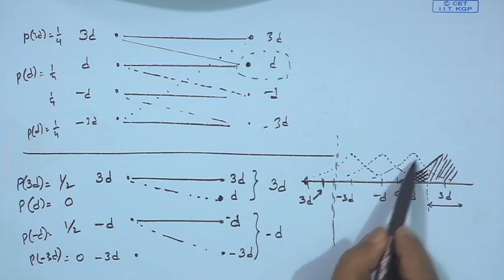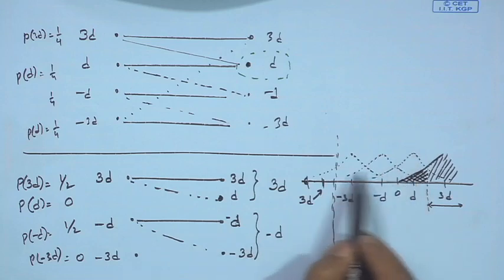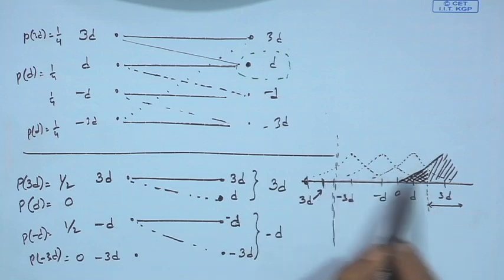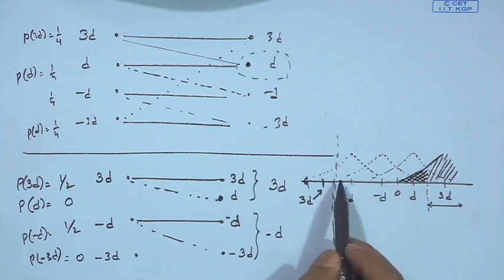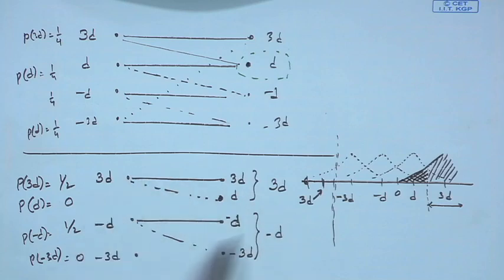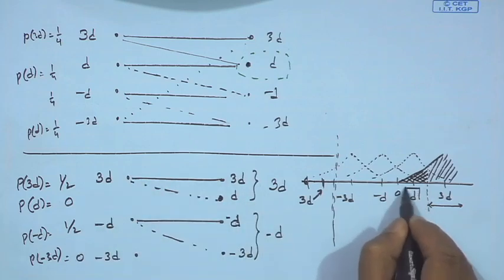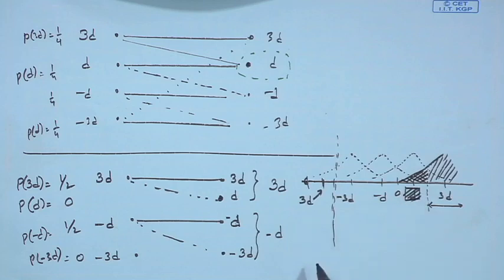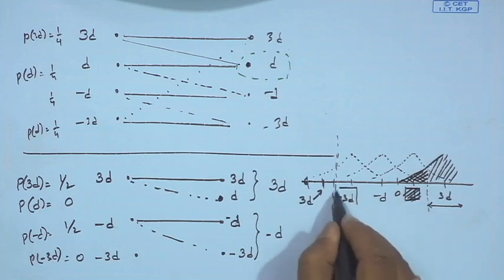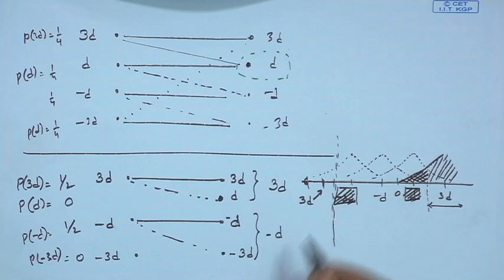Now you can easily calculate, or even estimate visually, the probabilities of error in these situations. Going by this result, all it says is do not choose this as a transmitting symbol, and do not choose this as a transmitting symbol.